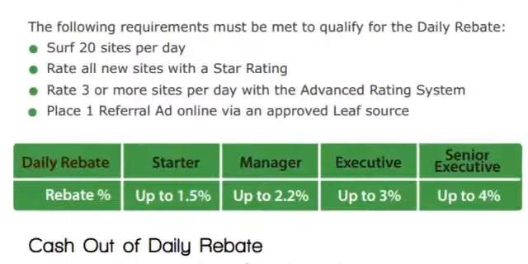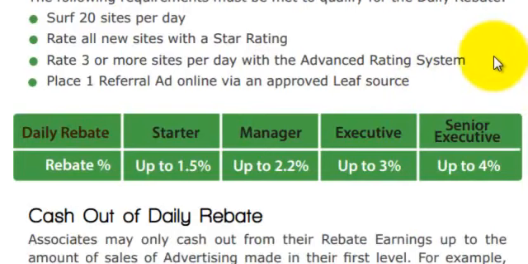In order to qualify for the daily rebate, you must do 4 things. You must surf 20 sites per day. You must rate all the new sites with a star rating. You must rate 3 sites with our advanced rating system. You must place 1 referral ad online via an approved Leaf source that's plugged in and set up for you to do naturally through our share system. So those are the 4 things you must do in order to qualify for the daily rebate.